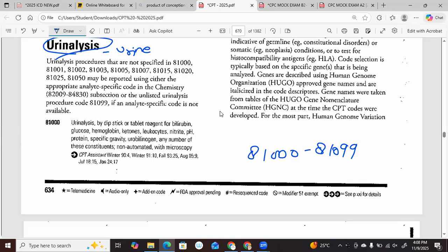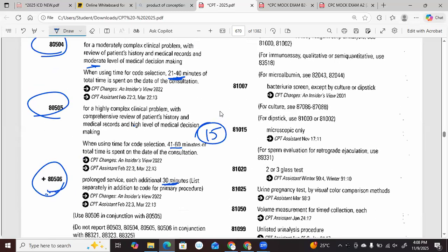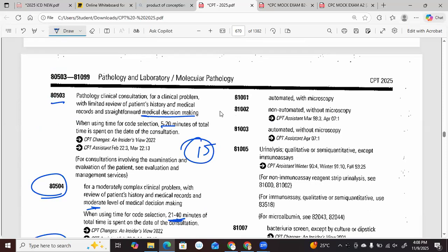So we are going to bill 81000, which describes a simple urine test, a dipstick test, where we have to check the common changes in the urine, which will indicate a particular disease. So it's a very basic dipstick test, a simple test. It's a non-automated test. And then we have 81001. This is automated with microscopy, and this one is non-automated without microscopy.